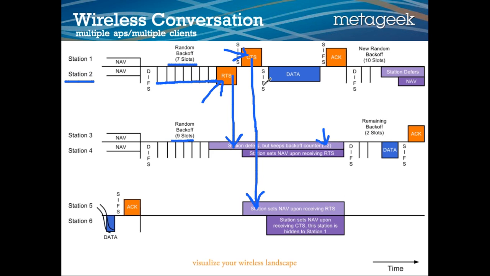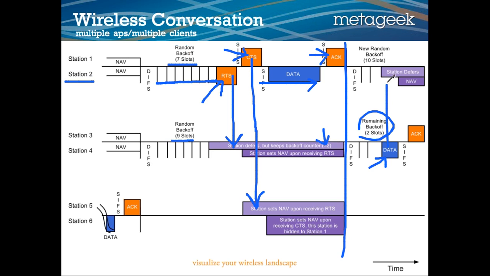Everybody be quiet. So now Station 2 gets to transmit its data, and then Station 1 replies with an acknowledgement, and that conversation is done. All of those backoff timers have now expired. Now it's Station 4's turn. It's only got 2 backoff slots remaining, so it's going to count to 2. 1, 2. Okay, now it's my turn to talk, and it's going to transmit its data.